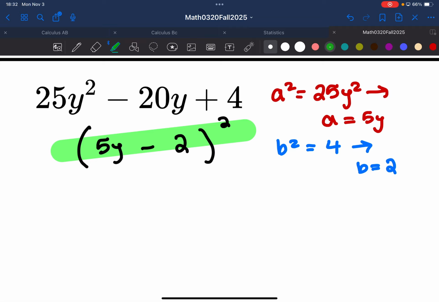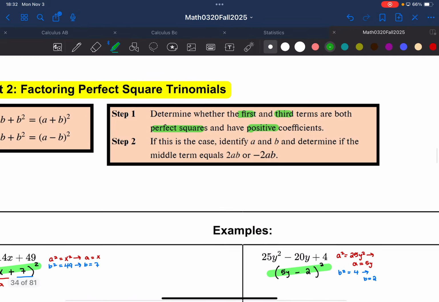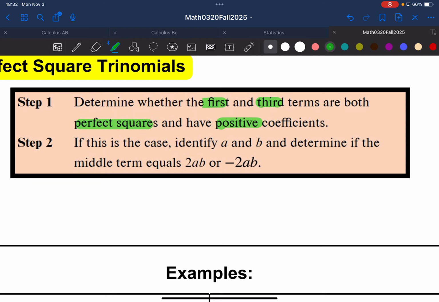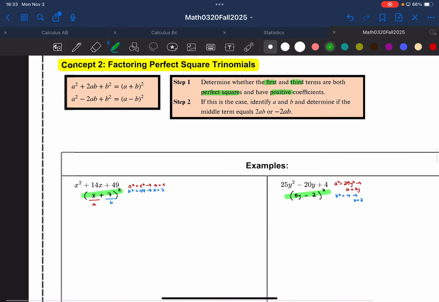So we can just use the middle part to identify which kind of parentheses we're going to have? Correct. Good question. Yes. Could you raise it up to where you highlighted the words? Yeah, so this is the criteria we're checking for. If the first and third are perfect squares and they're positive. So not only do they have to be perfect, they have to be positive.